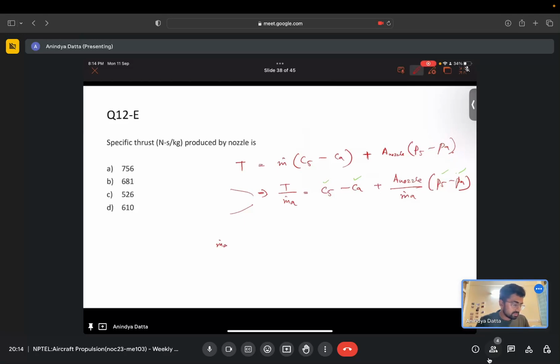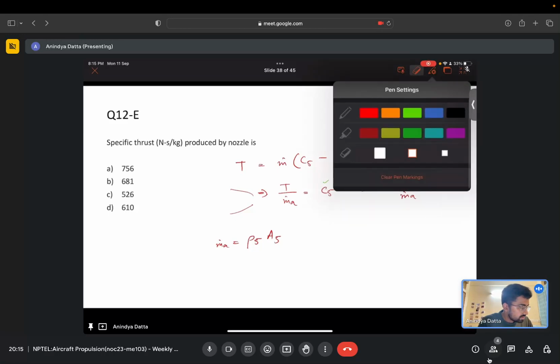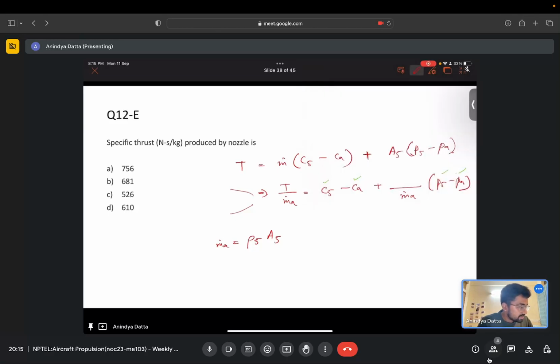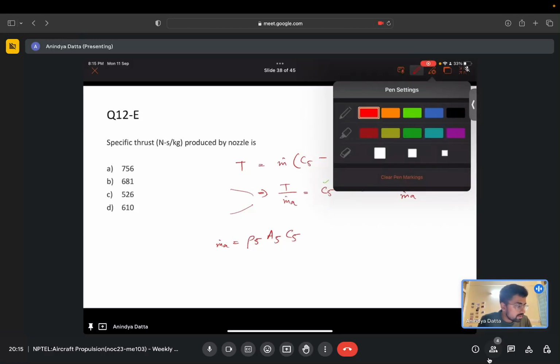So here we are assuming that the air fuel ratio is very small, so m dot we can write as equal to density at the nozzle exit times the area at nozzle exit. It's better if I write this as A5. So the pressure thrust is generally equal to the nozzle exit area times the pressure difference. So we can write m dot as density times area times the flow velocity.